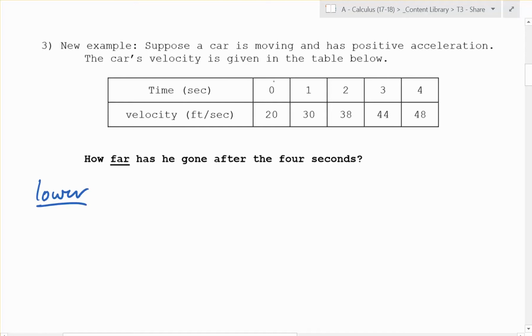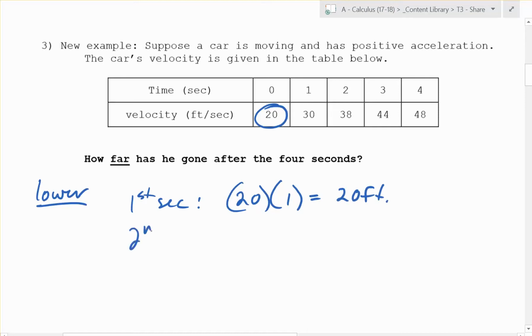We know that at time 0, the car is going 20 feet per second, and at time 1, the car is going 30 feet per second. We don't really know what happens in between 20 and 30, but for a lower estimate, let's assume that in the first second the car is going 20 feet per second, the lowest possible. And how long is it going 20 feet per second? About 1 second, so it's going to go about 20 feet.